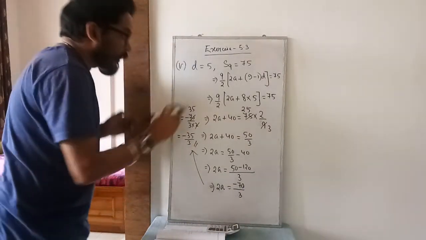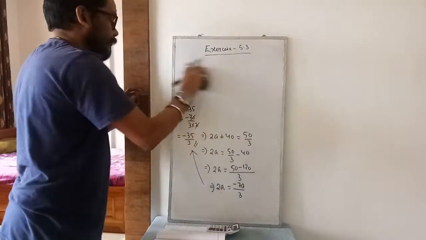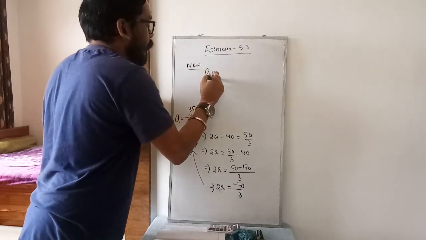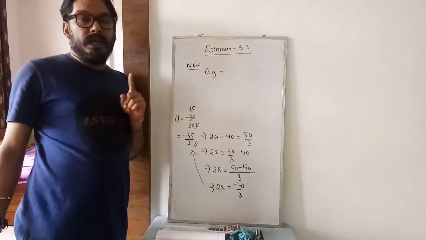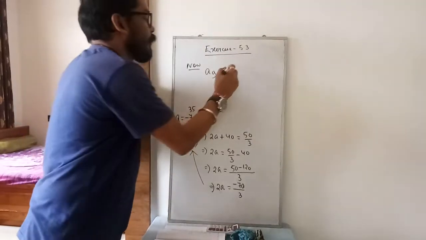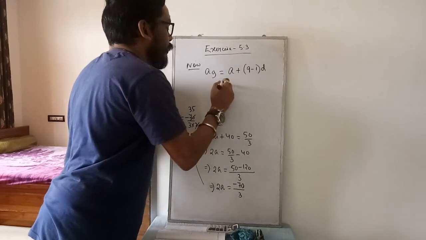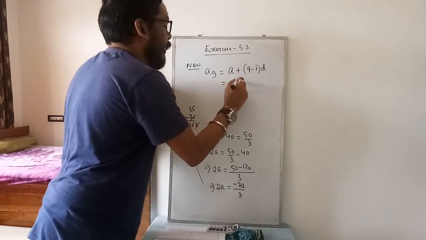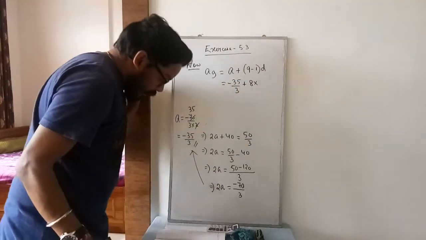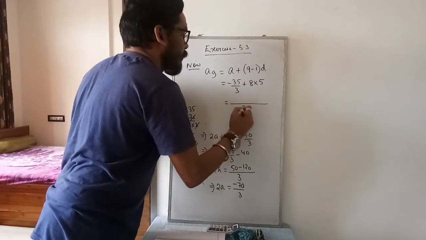Now next, what do I have to find out? I have to find out a9, the last part. So a_n is a plus n minus 1 into d. a9 is a plus 9 minus 1 into d. Your a is how much? Minus 35/3. 9 minus 1 is 8. And your d is how much, given?